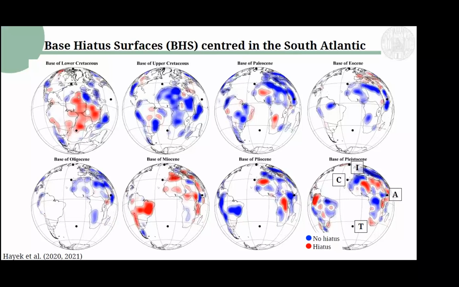And white is the absence of the series and the previous series. So when you see white in here, it means that there is no Lower Cretaceous nor Upper Jurassic. The black dots that you see in here are the current locations of the Iceland, Canary, Tristan, and Afar plumes.